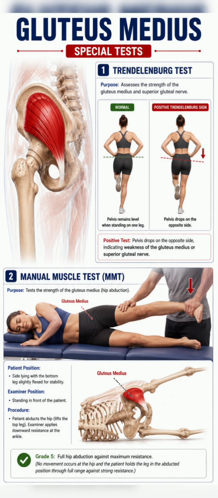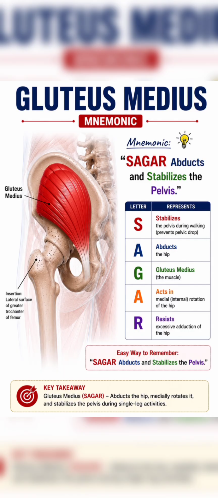If they are not able to hold it, or if you see any contraction, any movement or no movement, these should be recorded by grades: grade 1, 2, 3, 4 and 5. Okay, these two are the special tests. So we are done with origin, insertion, nerve supply, blood supply, action, daily activities, applied aspects, special tests, everything of this muscle.